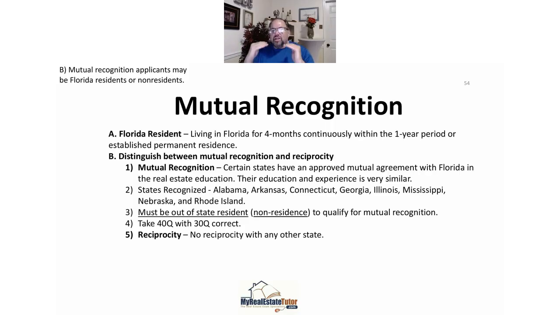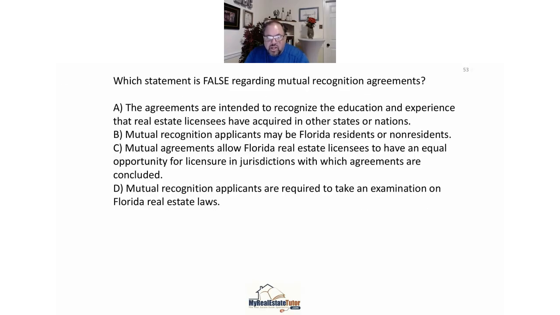It is only for out-of-state residents. So what you should have done is go through mutual recognition, then move to Florida with your license. Okay. And that's one of the biggest criteria. And if you look at answer B, mutual recognition applicants may be Florida residents or non-residents is a false statement, because they're asking which one is false. You cannot be a Florida resident. You can only be a non-resident.